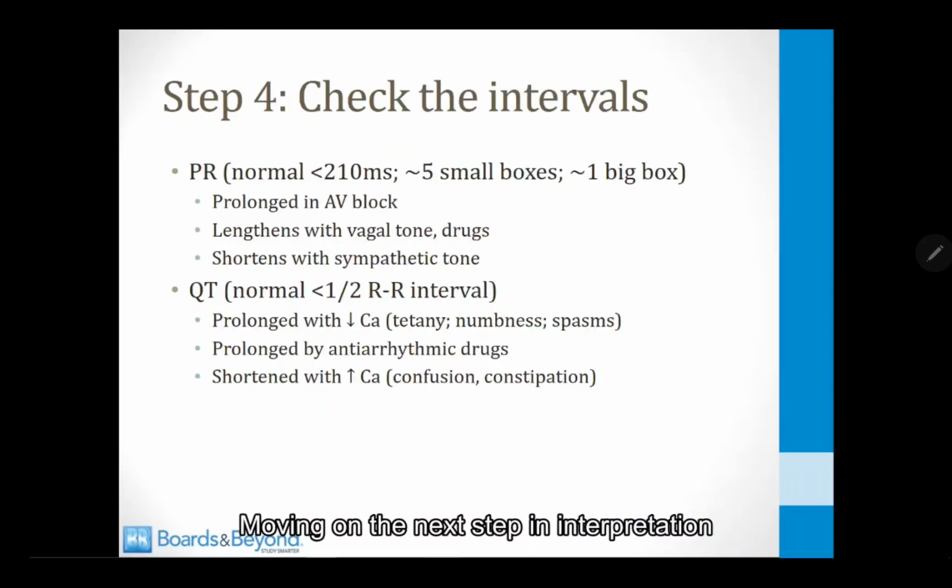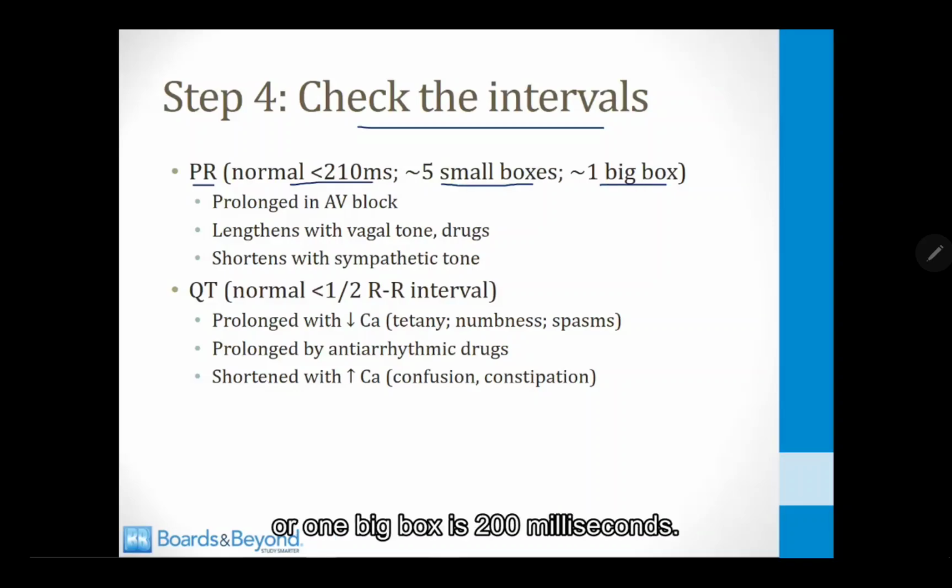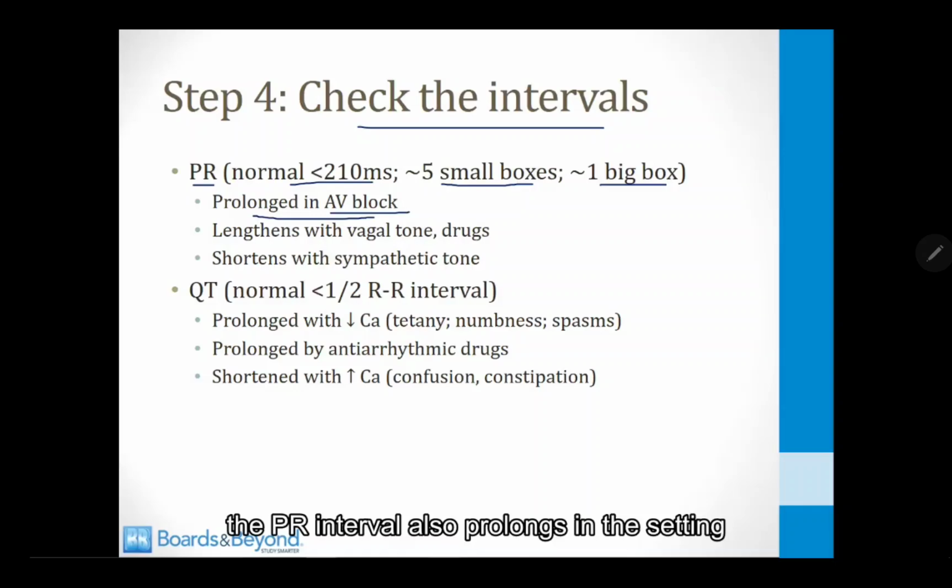Moving on, the next step in interpretation of an ECG by my method is to check the intervals. So first check the PR interval. A normal PR interval is less than 210 milliseconds. 5 small boxes is 200 milliseconds, or 1 big box is 200 milliseconds. So basically, the PR interval should be about 5 small boxes or 1 big box in length, or shorter than that. If it's a prolonged PR interval, you may be looking at some form of AV block, which I talk about in another video. The PR interval also prolongs in the setting of high vagal tone or certain drugs that slow conduction in the AV node, and the PR interval can shorten in the setting of high sympathetic tone.